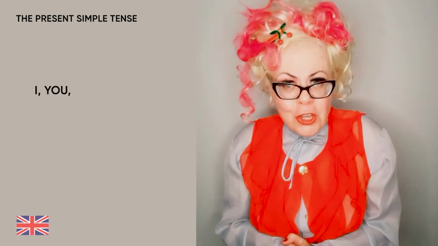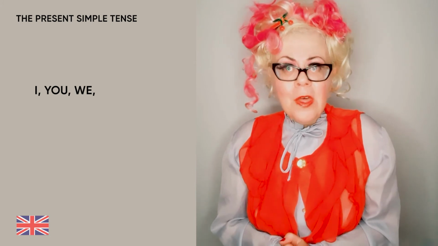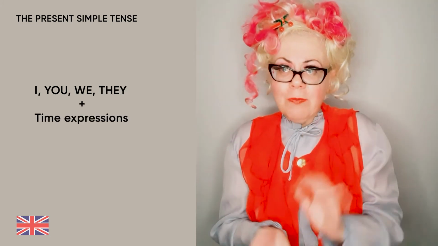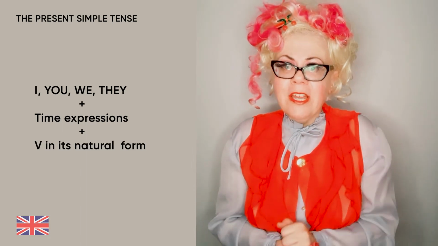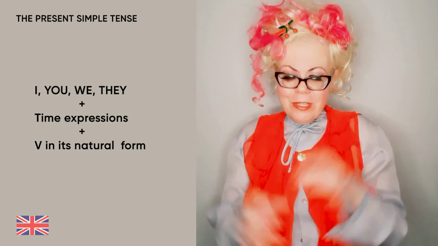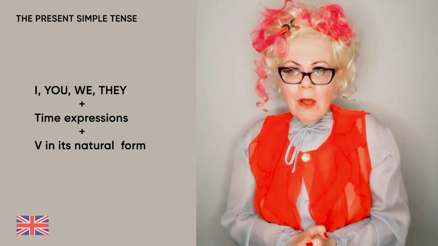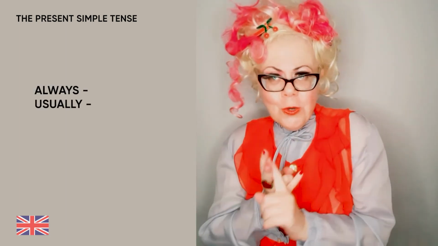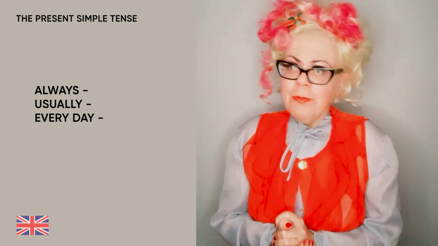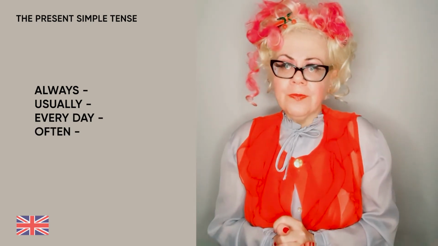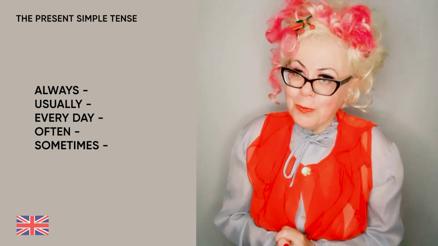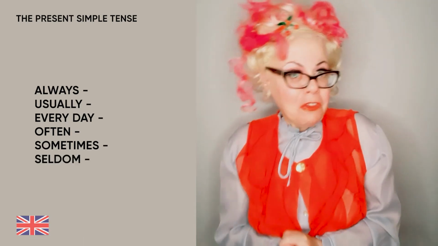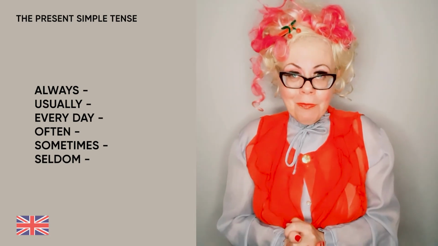In a sentence, we start with a name or a pronoun: I, you, we, they, plus time expressions, plus the verb in its natural form. So it's a nice formula. We have the time expressions: always, usually, every day, often, sometimes, seldom, never.